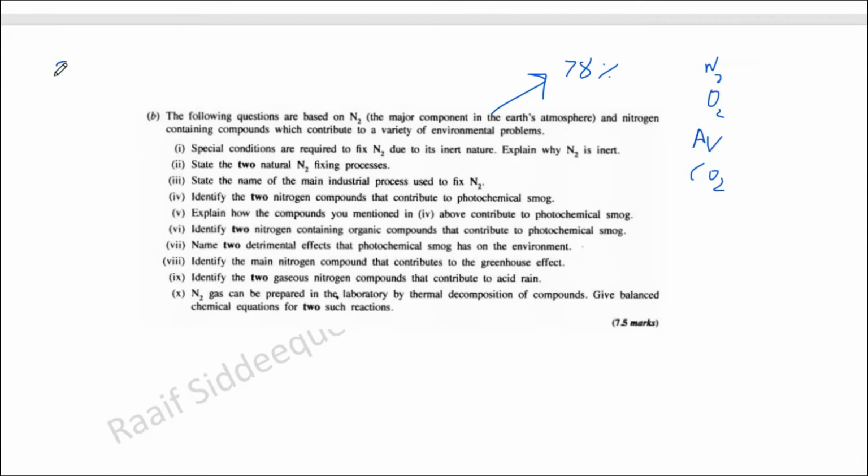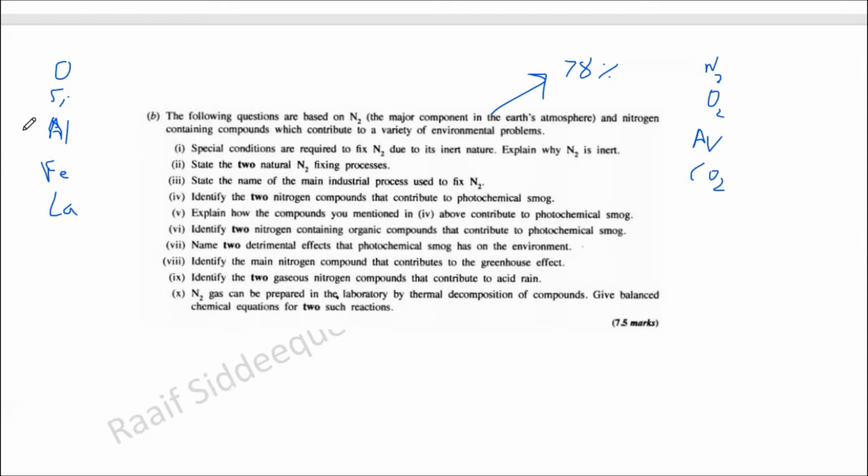And in the earth crust, if you want to know the composition, it has oxygen maximum, then silicon, then we have aluminium, then we have iron, and then we have calcium.